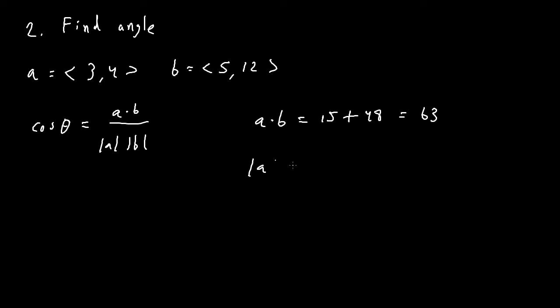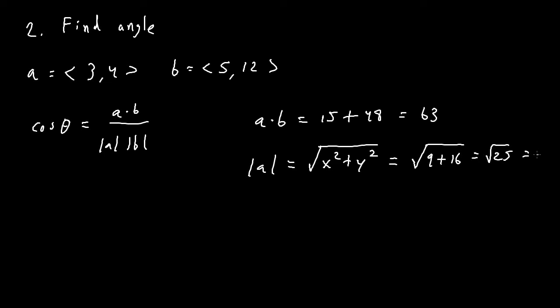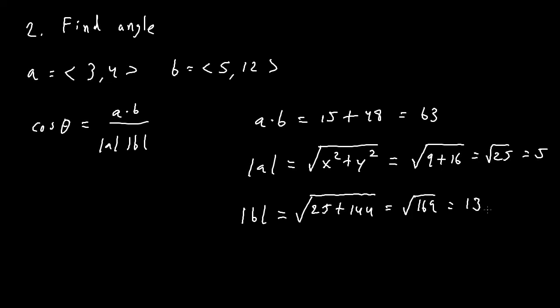So remember, the magnitude of a is going to be equal to the square root of the x component squared plus the y component squared. So if we use that formula here, we'll take the square root of 3 squared, which is 9, plus 4 squared, which is 16, and so that gives us the square root of 25, which obviously is 5. So that is going to be the magnitude of a. And for the magnitude of b, we're going to use the same formula, the square root of 5 squared, which is 25, plus 12 squared, which is 144. 25 plus 144 gives us 169, and the square root of 169 gives us 13. So that is the magnitude of b.